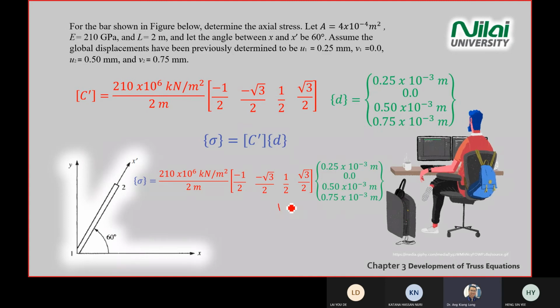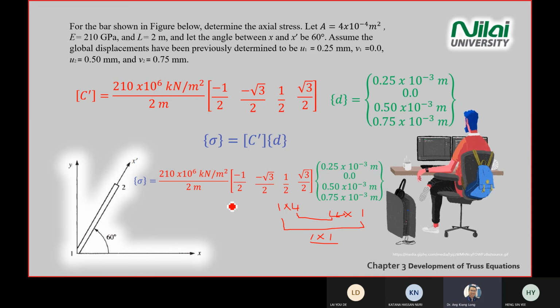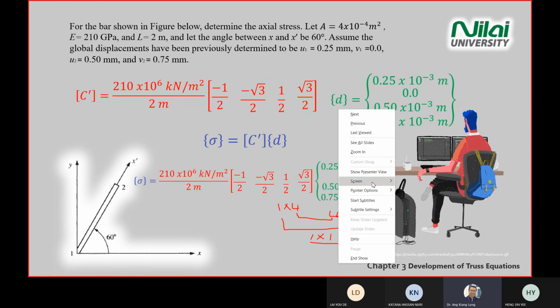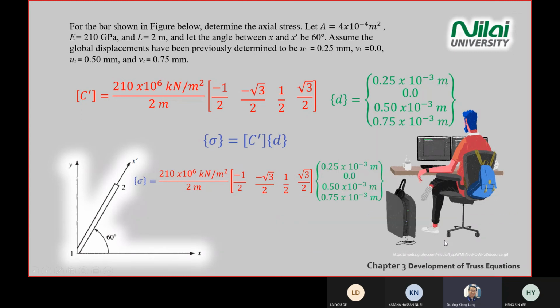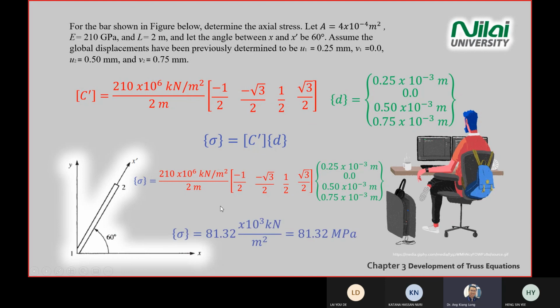Okay, so this one you have 1 times 4 matrix. This one you have 4 times 1 matrix. So at the end, you will get 1 times 1 matrix. You get one answer for the stress. And again, if you don't know what is a 1 times 4, 4 times 1 matrix, then you really need to go back to the calculus module and look back at the definition of matrix. It will not be covered in this module because we assume you already know. So at the end, you arrive at 81 point something, 10 power 3 kilonewton.